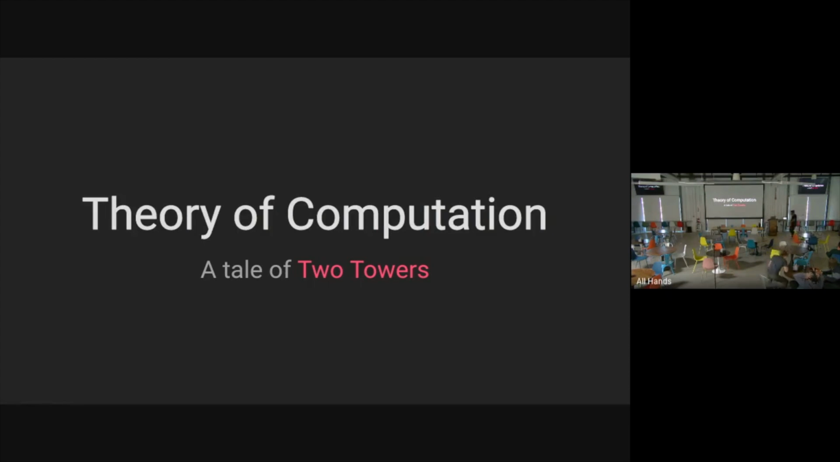Cool. Introduction to the theory of computation. I have been more excited about this talk than any other talk that I've given in my entire life. So forget about the company vision. We're talking about the theory of computing.